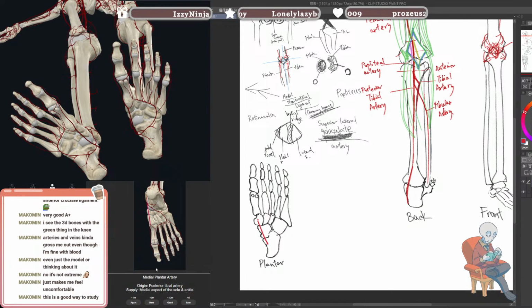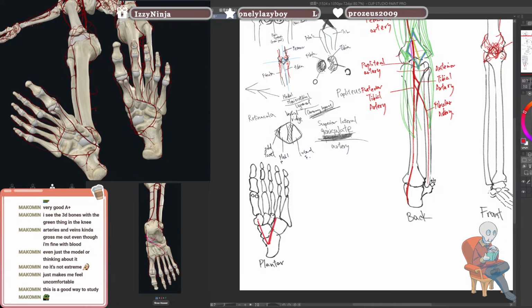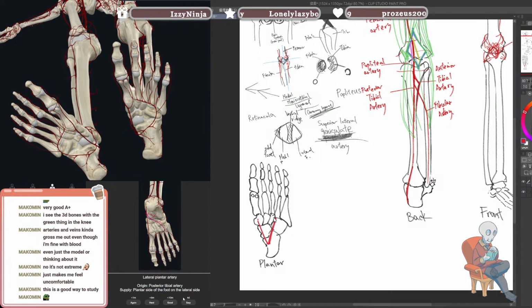Excellent. I'm not saying easy. I just say good, so that I can come back to it later. There's another one. This one is also plantar side, but it goes to this side. Well, if you got a plantar artery that has the name medial to it, then obviously there's a lateral plantar artery.